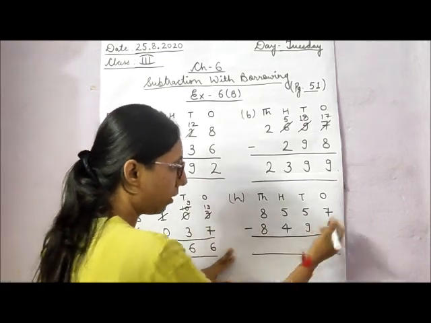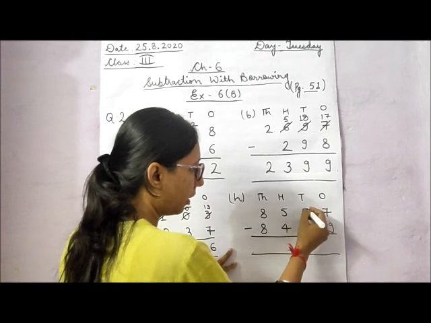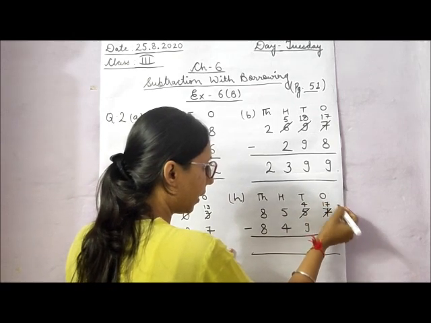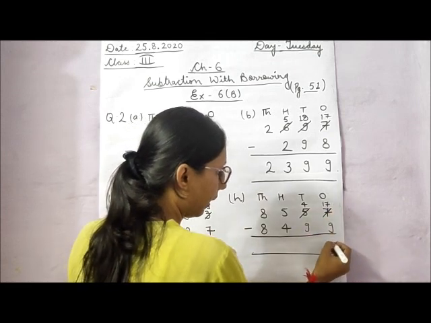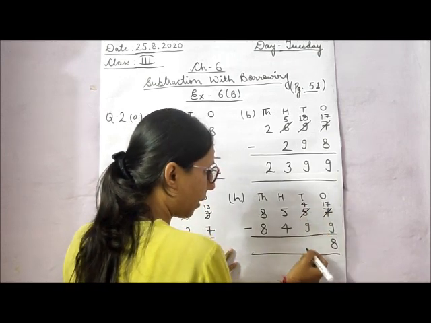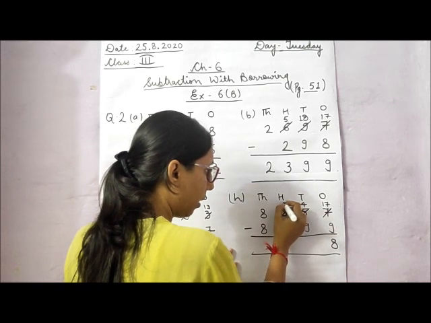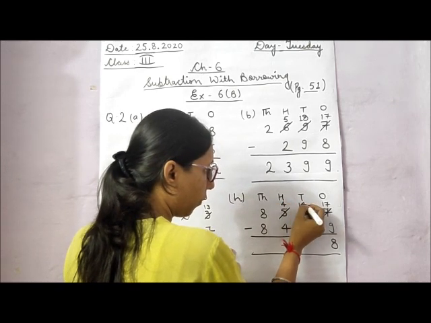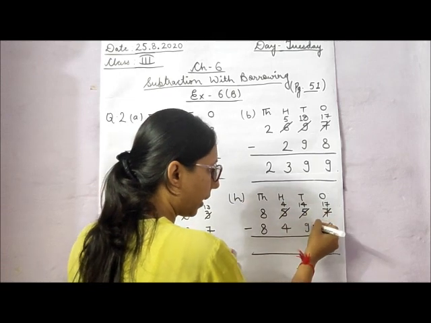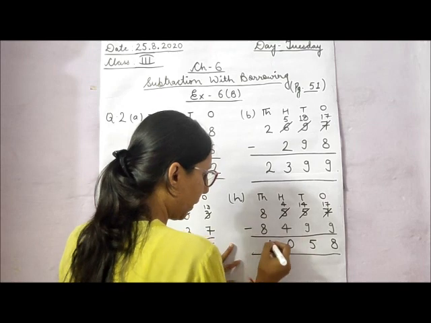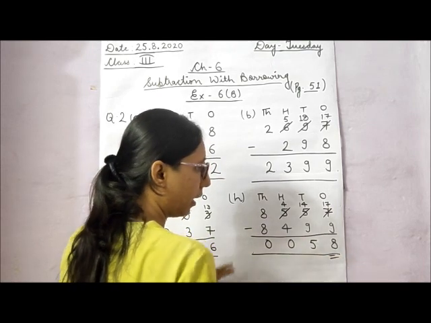Here in H part, 7 minus 9 not possible. Take borrow from 5. This will be 4. This will be 17. Now 17 minus 9 is 8. 4 minus 9 not possible. Take borrow from hundreds place. यहाँ हो जाएगा 4 and this 4 will be 14. Now 14 minus 9 is 5. 4 minus 4, 0. 8 minus 8, 0. So 58 is the answer.